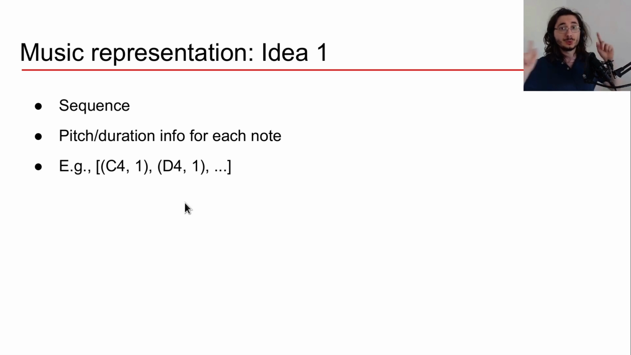So the first one, which we are not going to use, is basically to convert the melody into a sequence where each item in the sequence is a note. And it provides you with information about pitch and duration. So you can think of it as a list, and each item of this list is going to be a tuple, where the first index of the tuple is a note's name, and then the second index gives you information about the note duration, right?